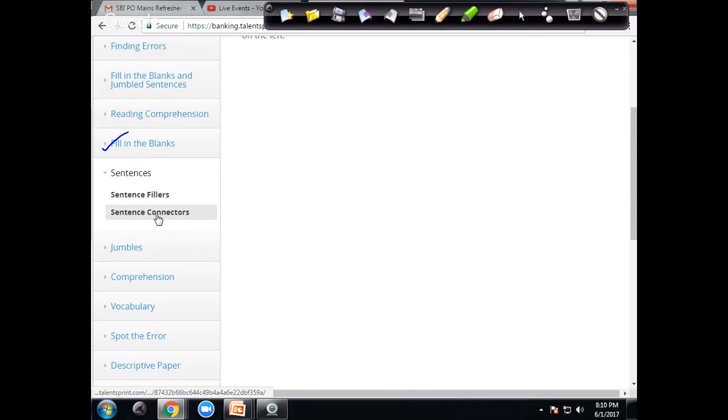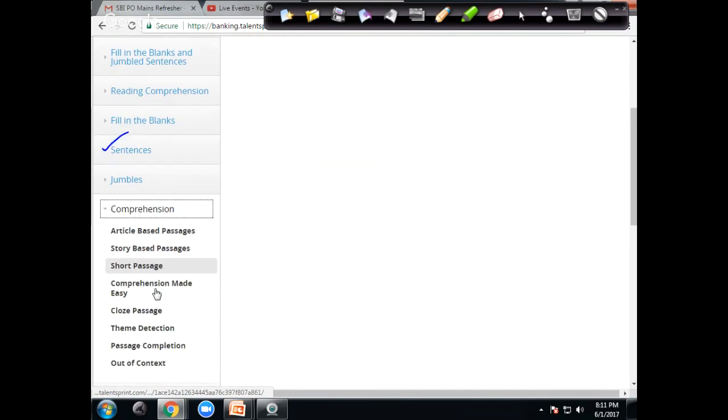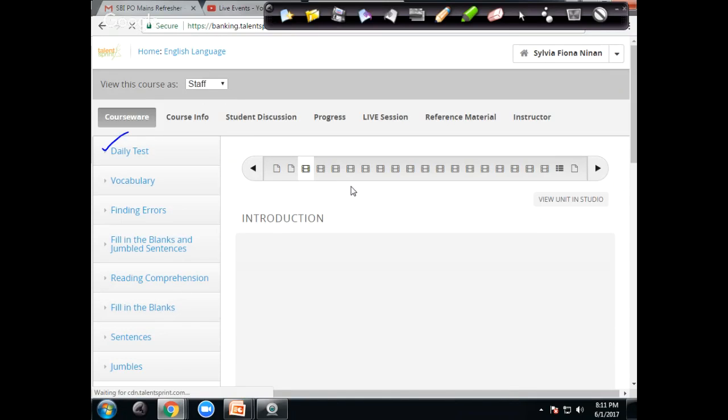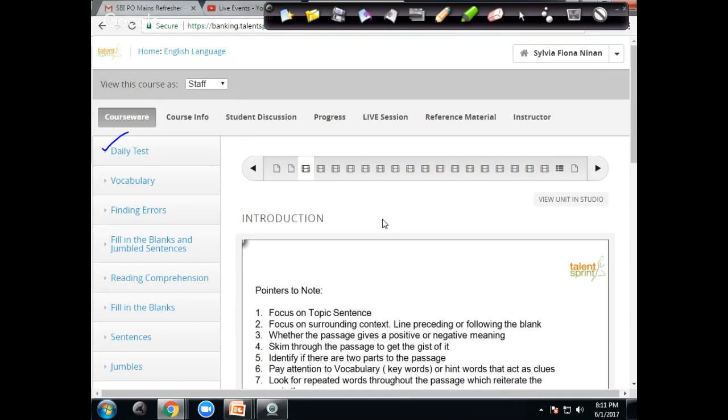Where are we? You come down to sentences, sentence fillers, sentence connectors, and go to that. These are pretty basic. You'll have advanced questions as well. Come down, go to comprehension, passage completion, out of context. Go through this. Deepak, it is there, 6 o'clock tomorrow, descriptive session. Be there.